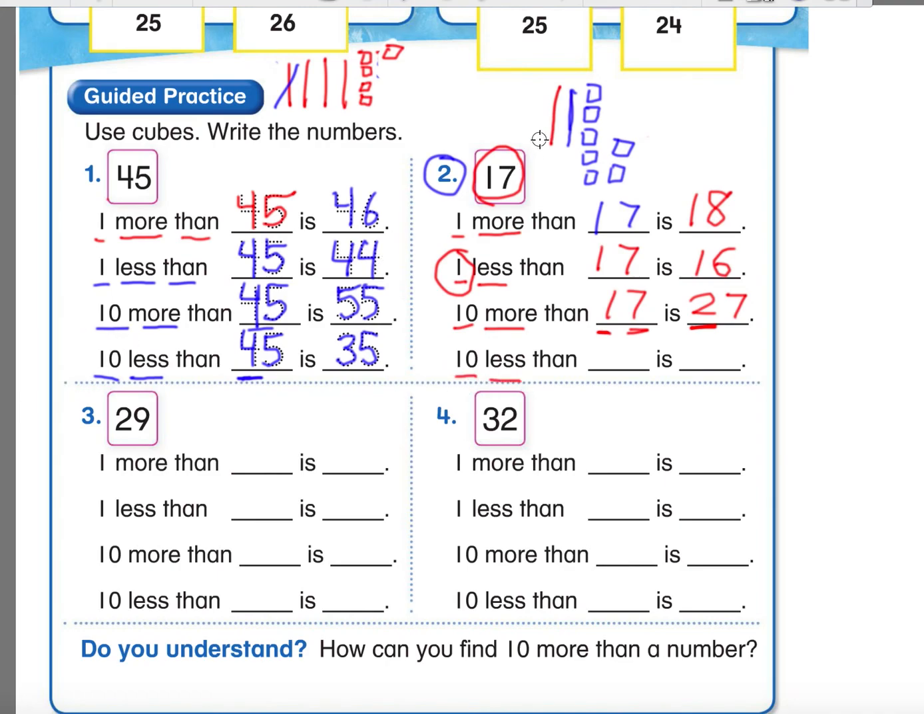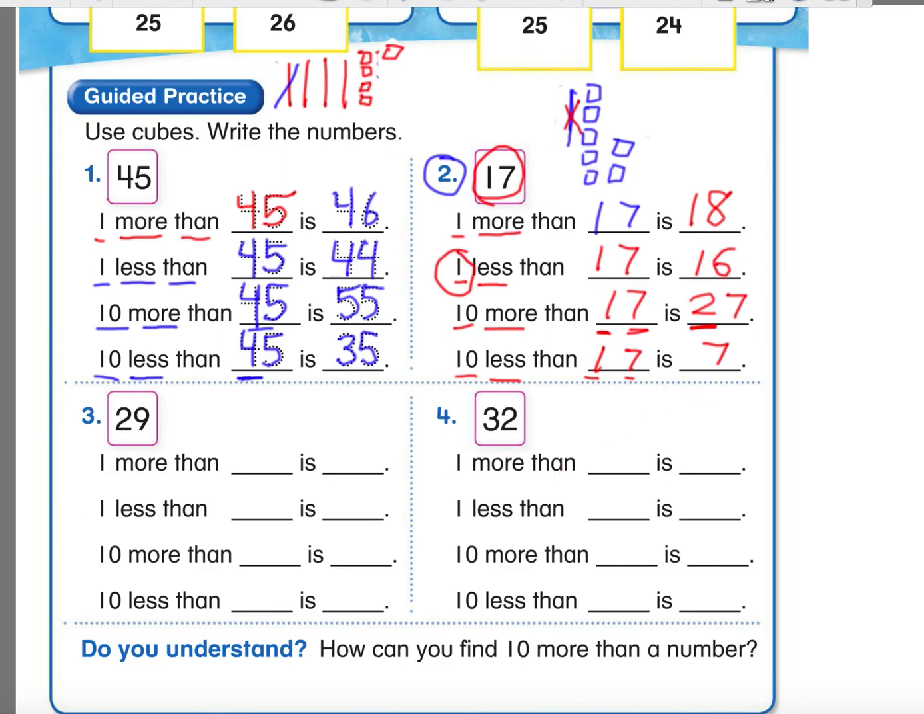Let me fix my picture first. Okay. So 10 less than 17. Now again, what's going to change? Is it going to be our 10s or our 1s that's changing? It's our 10s. So 10 less, we're actually going to take out this 10 rod right there. Cross it out. And what do we have left? Well, let's count them. 1, 2, 3, 4, 5, 6, and 7. So 10 less than 17 is 7.